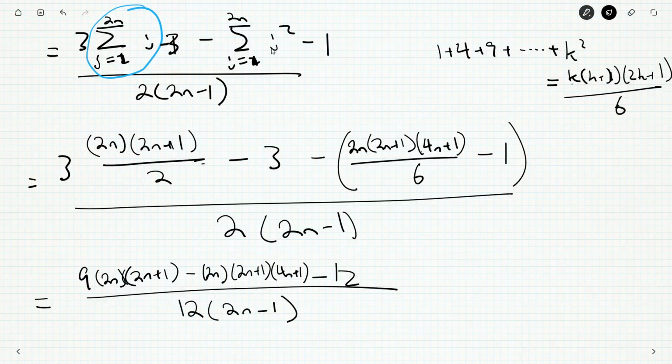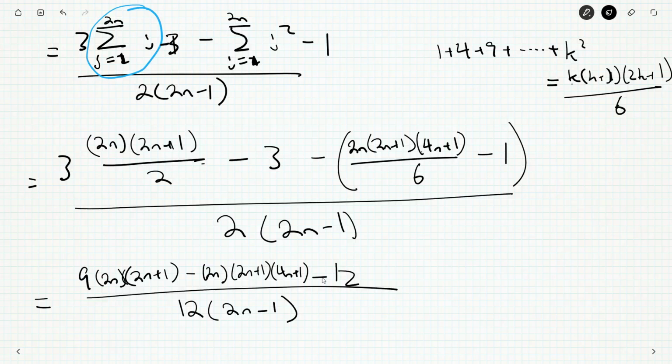Assuming I don't like this minus 12 here. I feel like this is wrong somehow. And I was expecting more things to cancel, frankly. But I guess that's it.